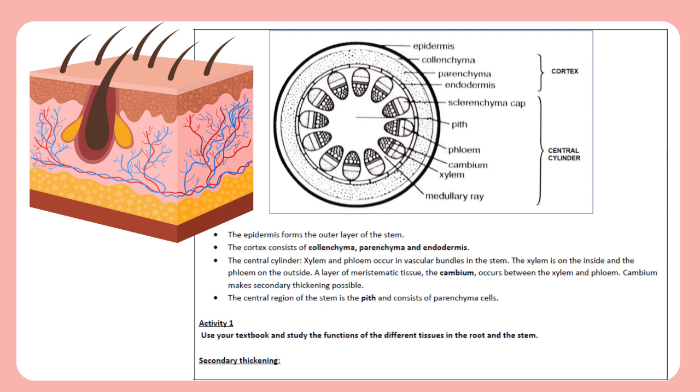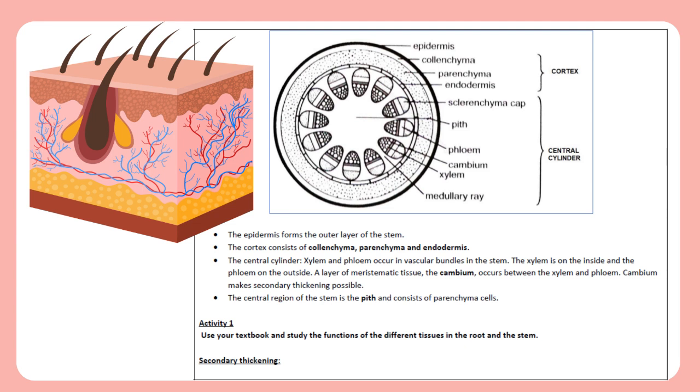In the central cylinder, xylem and phloem occur in vascular bundles in the stem. The xylem is on the inside and the phloem on the outside. A layer of meristematic tissue, the cambium, occurs between the xylem and phloem. Cambium makes secondary thickening possible. The central region of the stem is the pith and consists of parenchyma cells. Activity 1. Use your textbook and study the functions of the different tissues in the root and the stem.